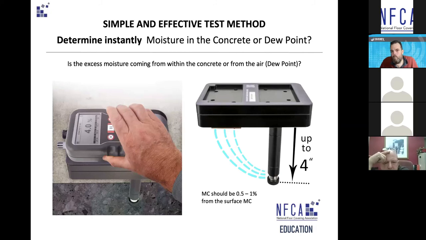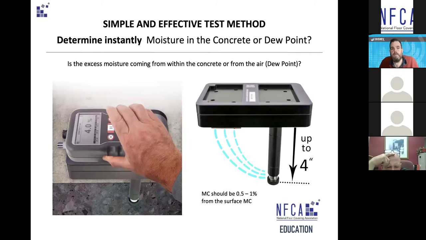When we use this probe, we expect between 0.5% and 1% higher reading from within the concrete. So any more than 1% higher reading than the surface reading is a good indication of hydrostatic pressure. And if you get the opposite, where the surface is higher than the probe, that's a very good indication of dew point issues. People need to know that dew point issues can happen at 3 or 4 o'clock in the morning. So it's not necessarily something you can test the air for at the time you're on the site.